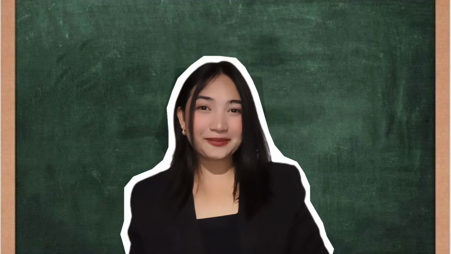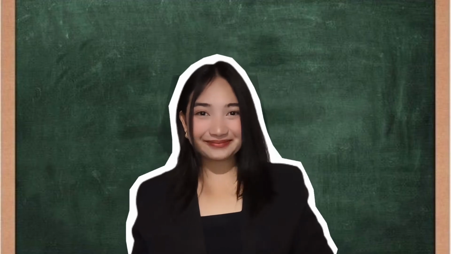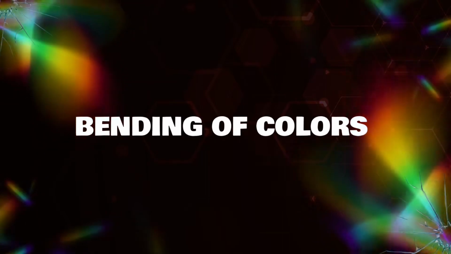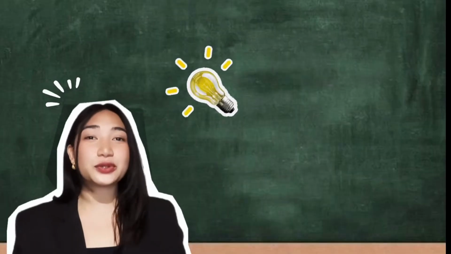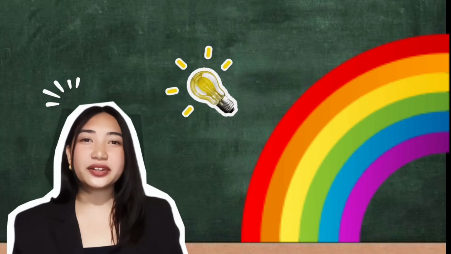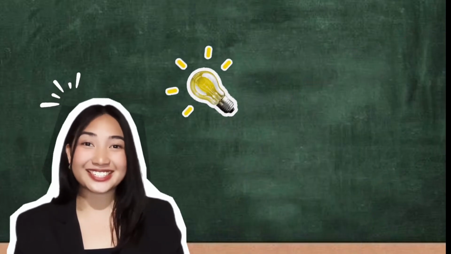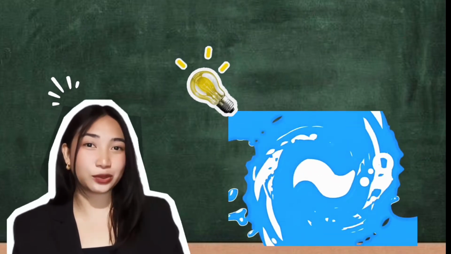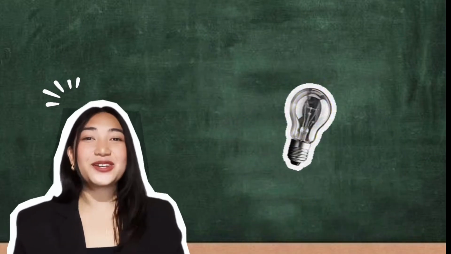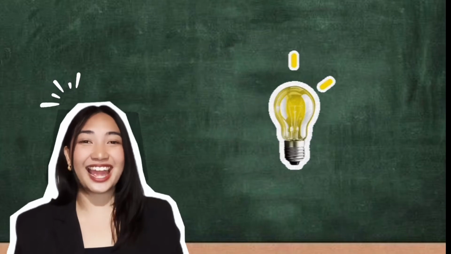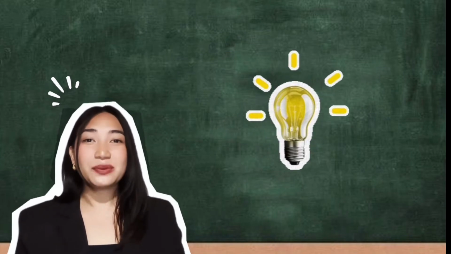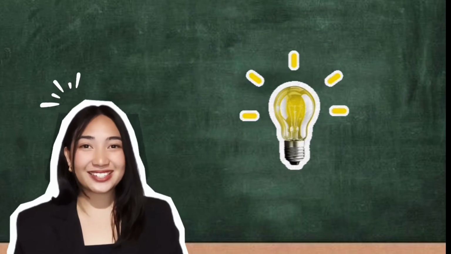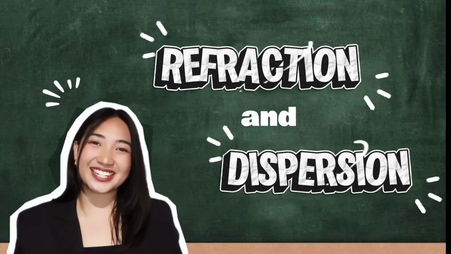Topic called bending of colors. Have you ever looked at the rainbow after the rain and wondered how those beautiful colors appear in the sky? Or noticed how a spoon inside a glass of water suddenly looks bent? Well, those things happen because light can actually bend. Today, we will discover the science behind the bending of colors, also known as refraction and dispersion.